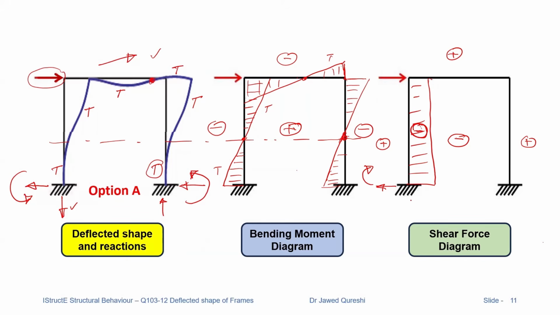And beam has got anti-clockwise shear force. These two forces are causing anti-clockwise. So anti-clockwise is positive. And finally, on right side, clockwise forces are being generated. So clockwise is treated as negative. So that's how we draw the shear force diagram.